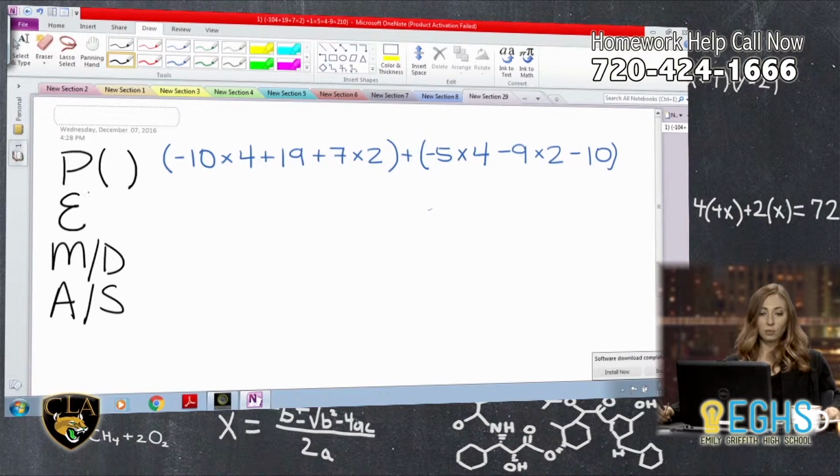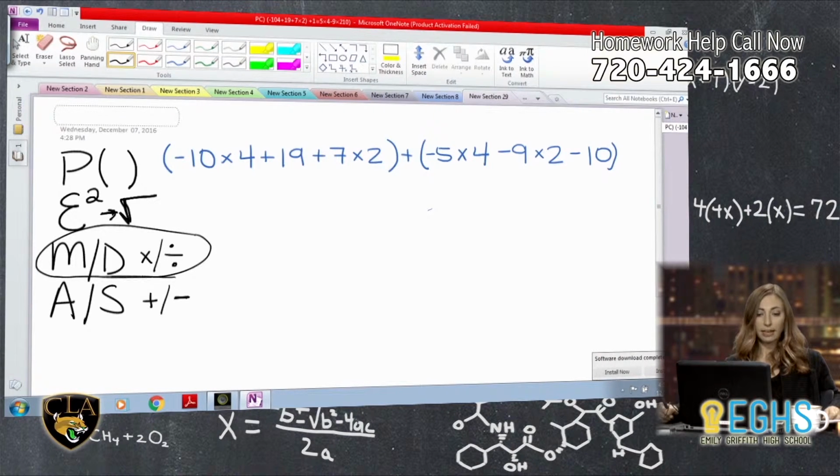From there, we need to do any operations with exponents. Those are, for example, powers, or also radicals, these square root signs. Those also fall under the exponent category. M and D stand for multiplication and division, and then addition and subtraction stand for addition and subtraction. A common thing, and I've mentioned this before, is multiplication and division and addition and subtraction go at the same time, meaning the way that we know which to do first is from left to right.